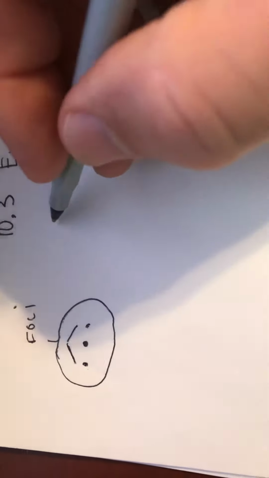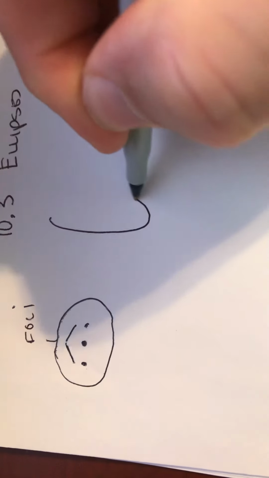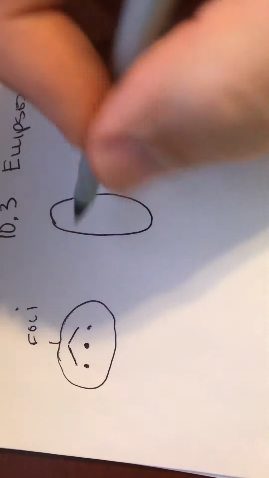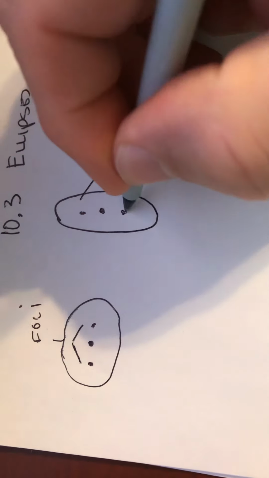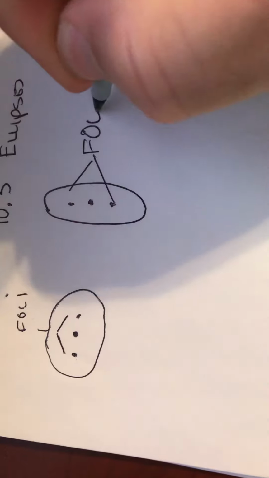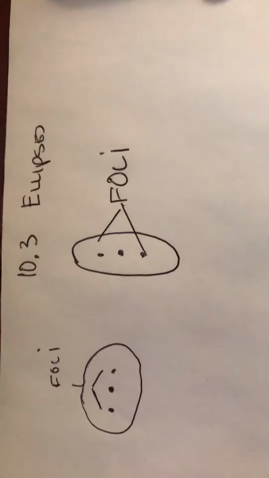You can have a vertical ellipse, where the foci are here and here, and the center is here. So these two are the foci. Foci is plural for focus.